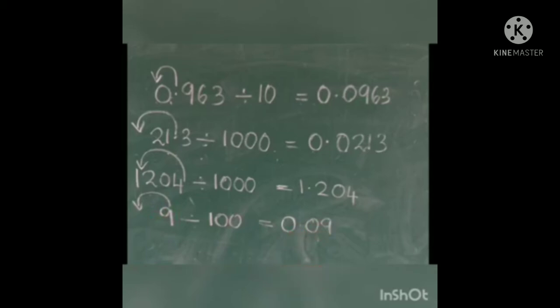0.09. So when dividing by 10, 100 and 1000, the decimal point shifts to the left depending upon the number of zeros in 10, 100 and 1000. Example.